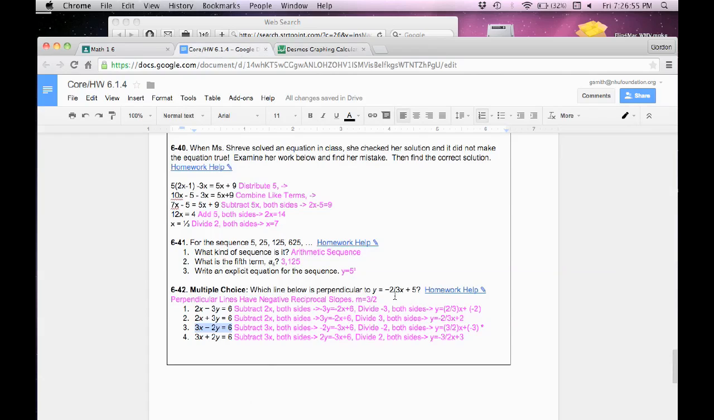And again, we were able to prove that by taking these, putting them into slope-intercept form, and finding the one whose slope, 3 over 2, is the negative reciprocal of the slope of the problem that we started with.